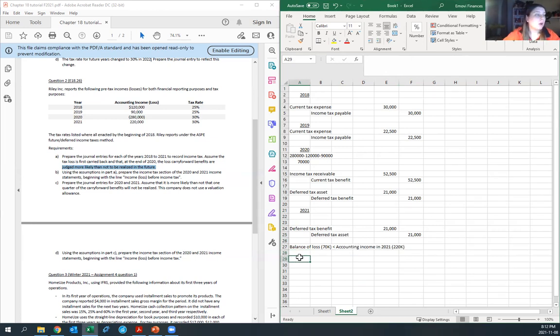So now, okay, well, I used the whole balance of my loss, and it reduced my taxes, but I still have taxes to pay. So the taxes that you're going to pay is going to be current tax expense to income tax payable. It's going to be 30% times 220,000, your accounting income, minus 70,000, your loss balance from 2020. So it's going to be $45,000.